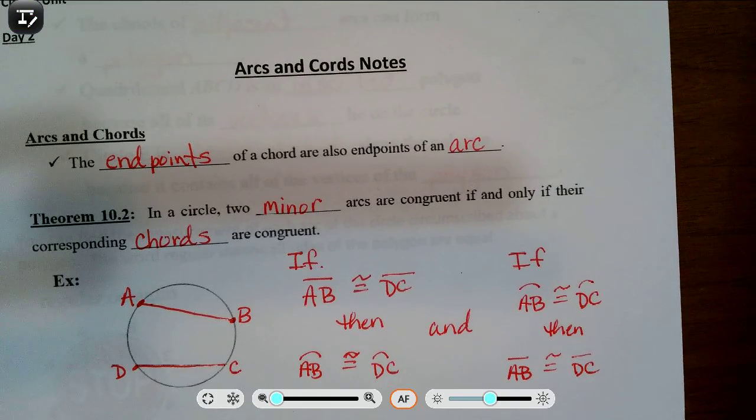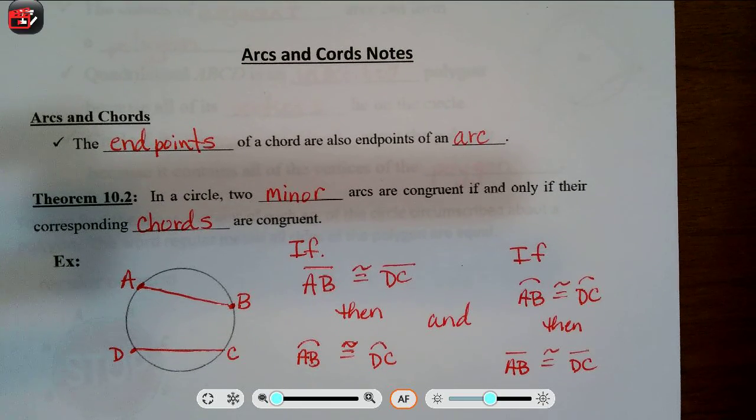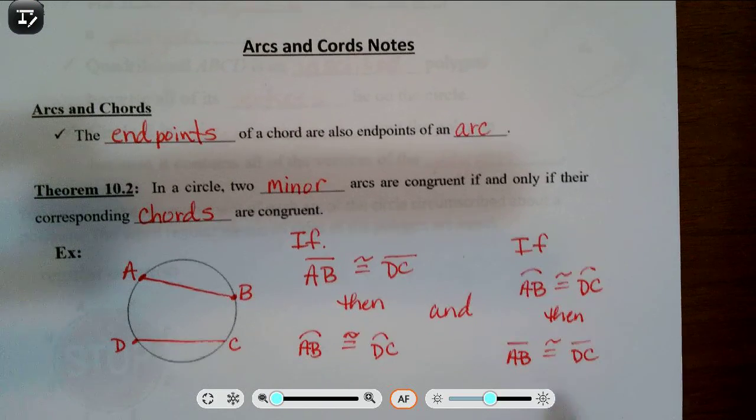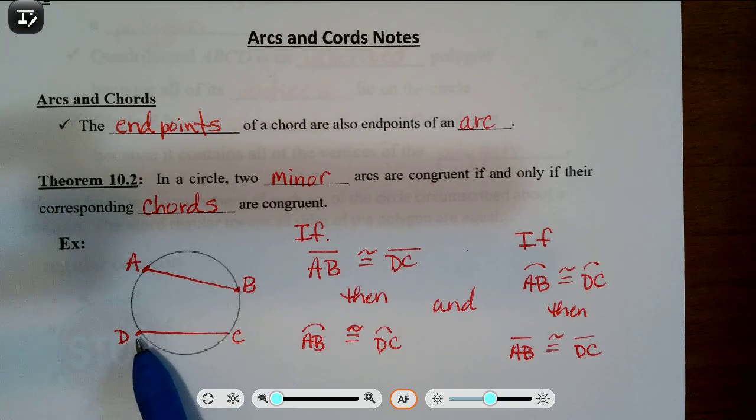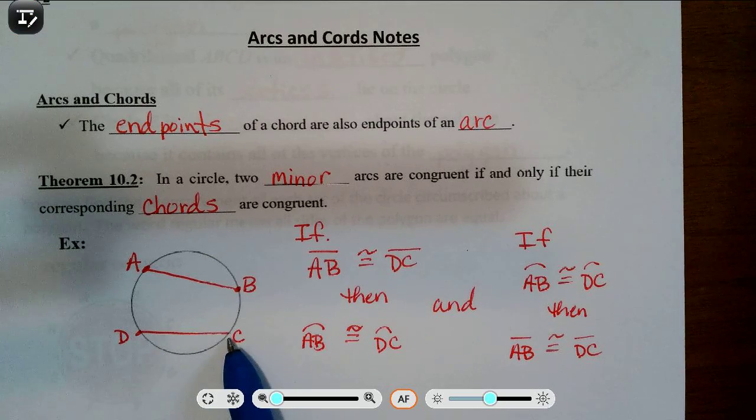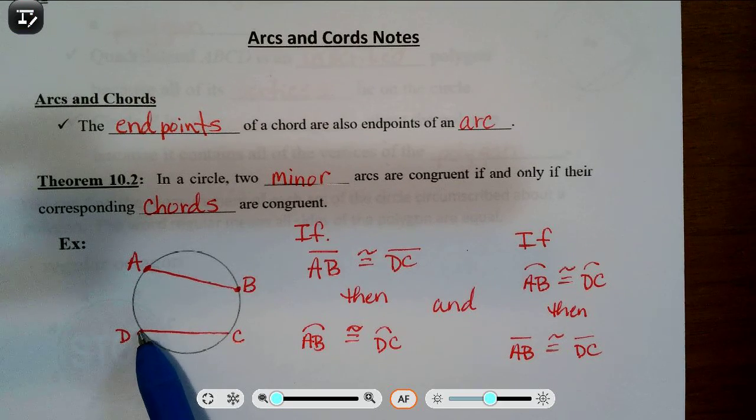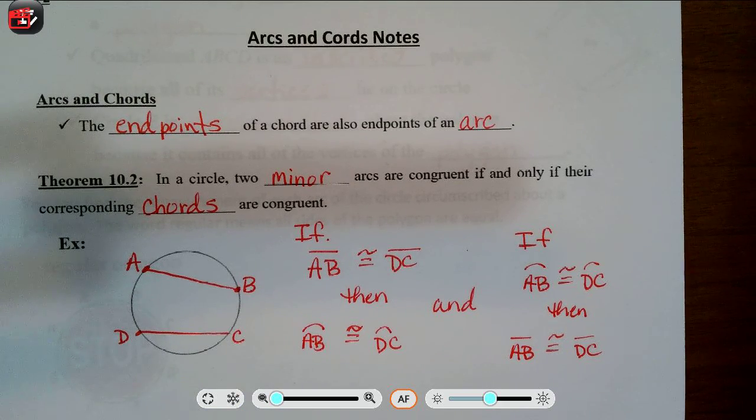For arcs and chords, the endpoints of a chord are also the endpoints of an arc. So what that means, if I look down here, I have chord AB. Notice its endpoints are A and B. I have chord DC. Their endpoints are D and C, which means arc AB starts at A, ends at B. Arc DC starts at D, ends at C.